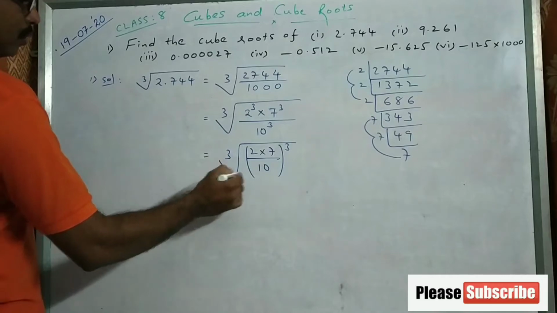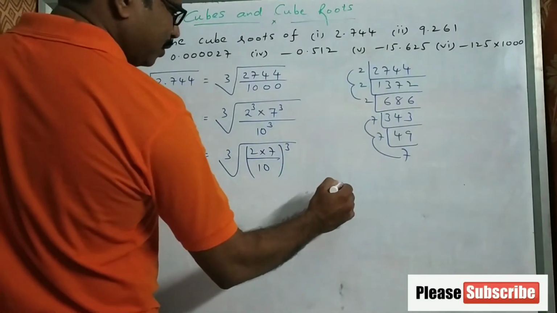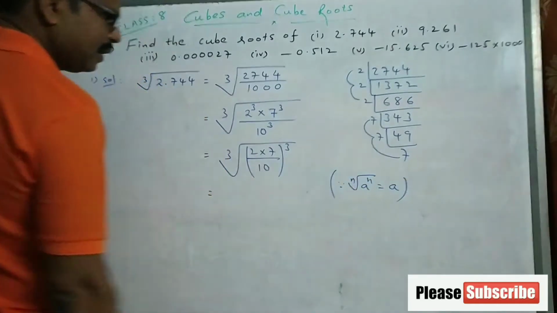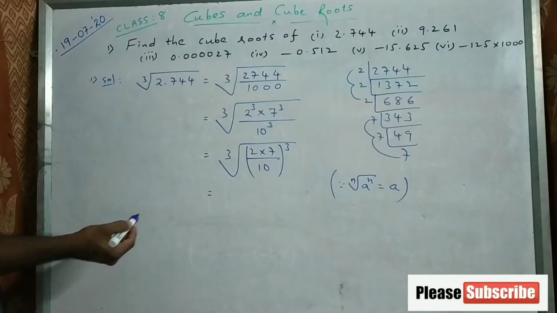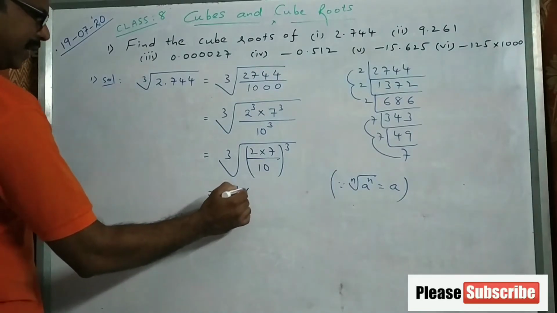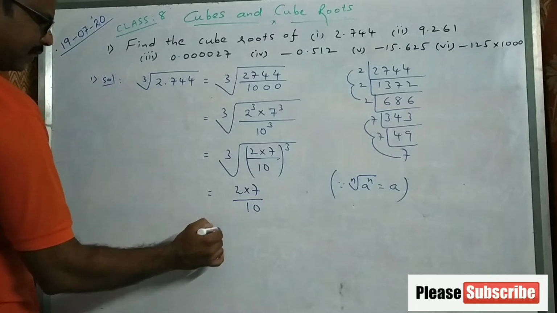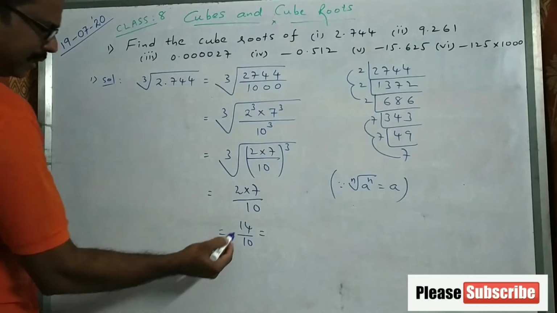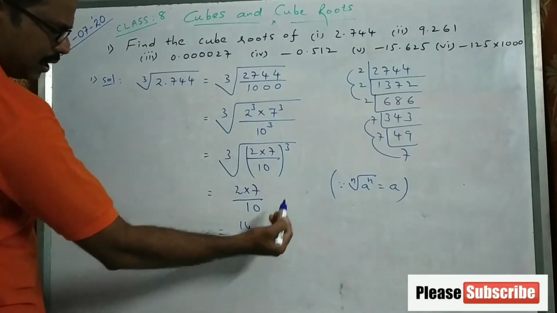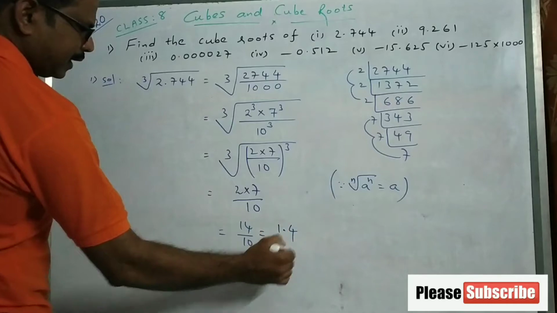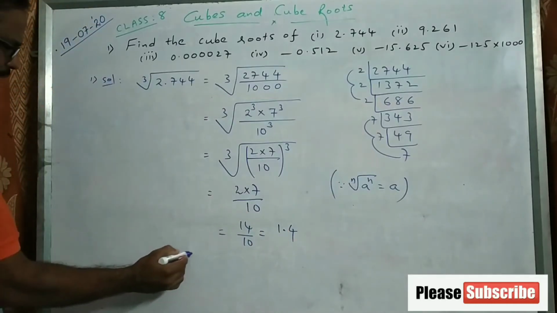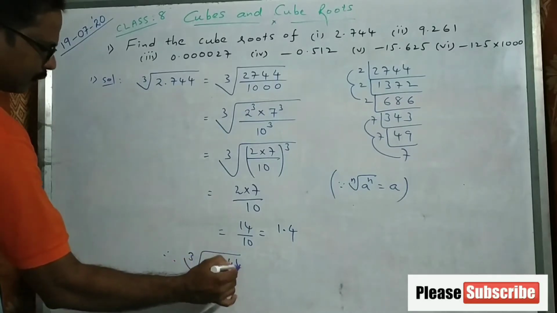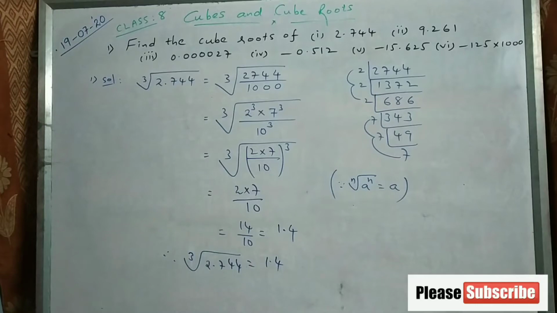Now the cube root and cube get cancelled. I told you the nth root of a to the power n is a only. The nth root and power n will be cancelled. So what is remaining? 2 into 7 by 10. 2 sevens are 14 by 10. 14 by 10 is nothing but, here we have 1 zero, so after one digit you have to keep the decimal point. So 1.4. Therefore the cube root of 2.744 is 1.4. Clear?